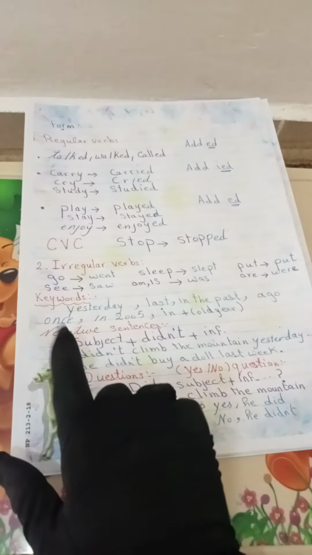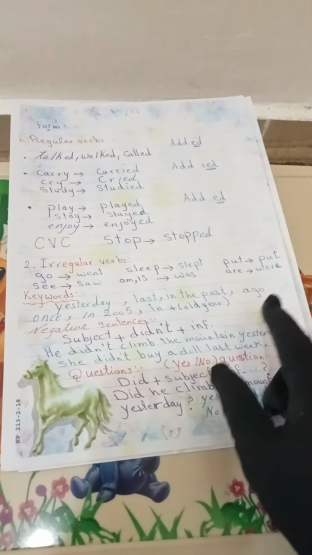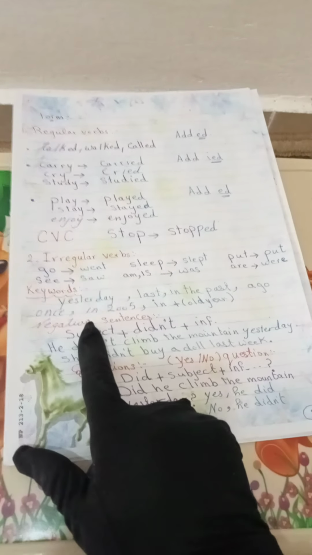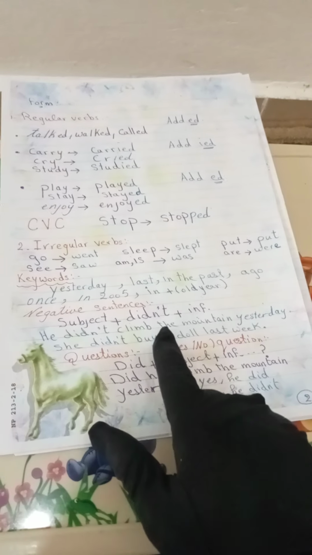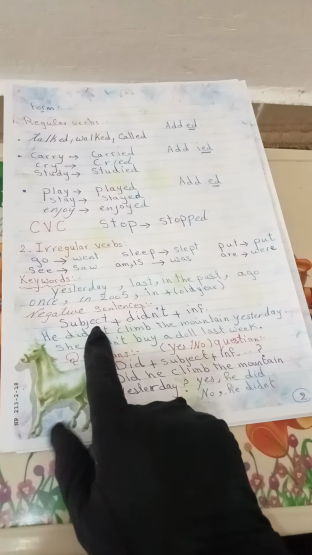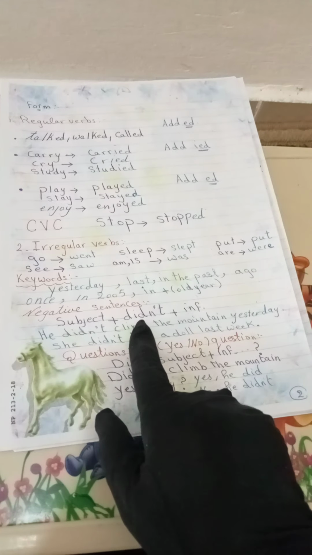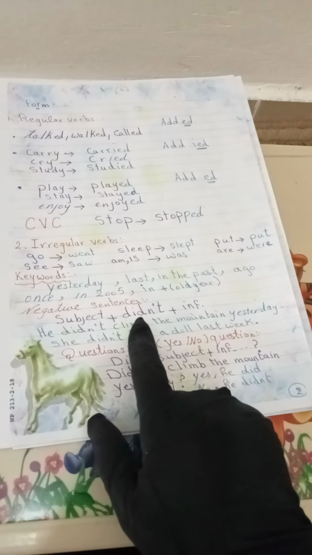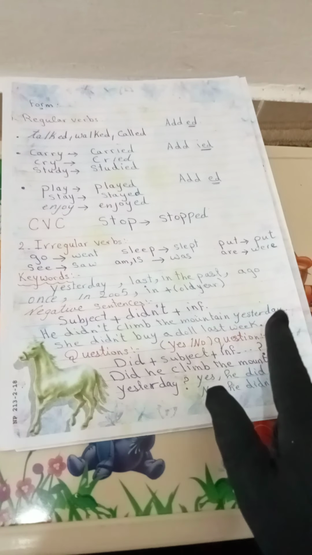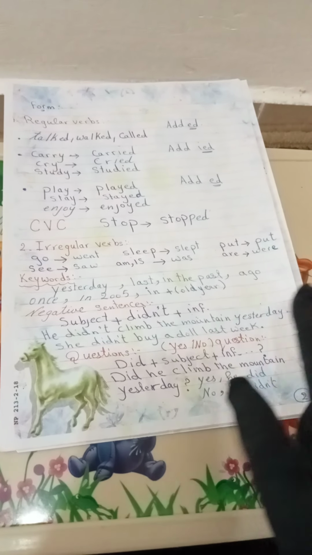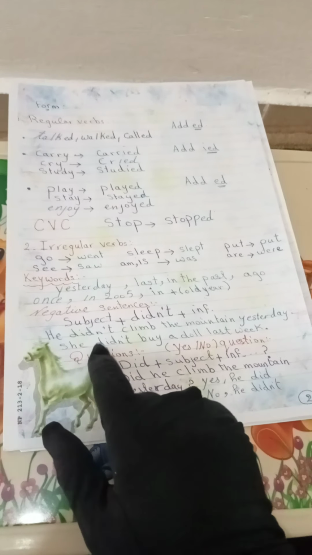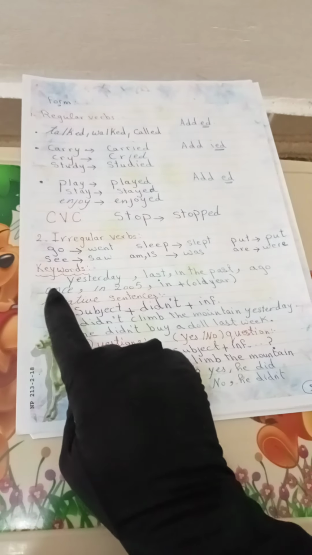Negative sentences with the past tense. We begin with the subject, then didn't, then the infinitive. He didn't climb the mountain yesterday. Here we put didn't plus the verb in the infinitive. She didn't buy a doll last week. Didn't buy. Here are the negative forms with the past tense.